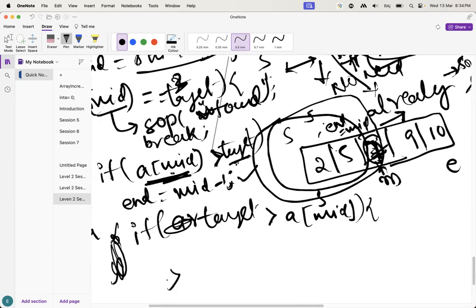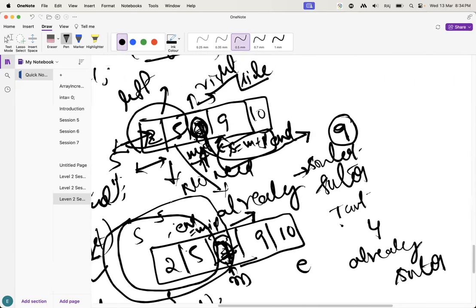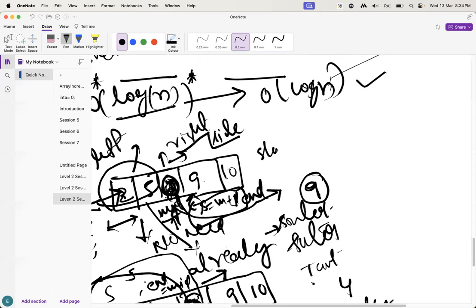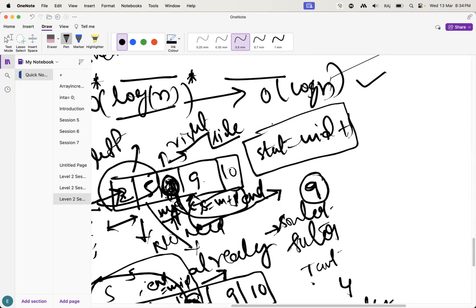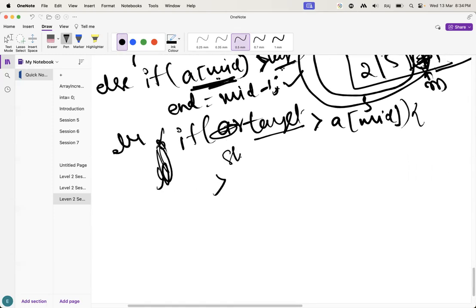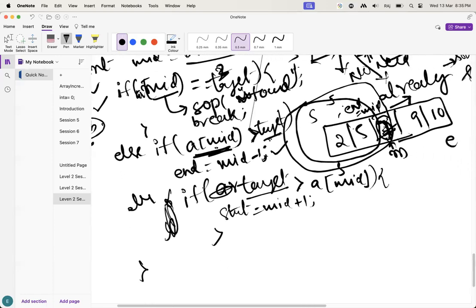Guys, understand? When the target is more than the mid element, let's suppose here my target is 9, but the mid value is only 7. So that means the element, my required target, will always be on the right side. So start value will be mid plus 1. Guys, understand this one? That's why I have taken start equal to mid plus 1. Please let me know if you didn't understand this one.